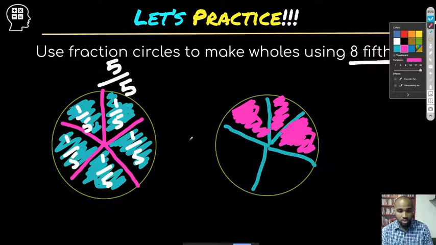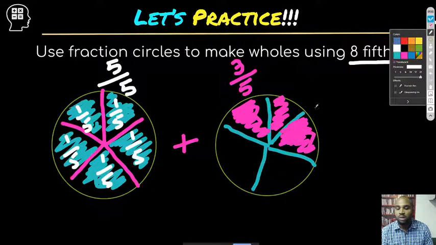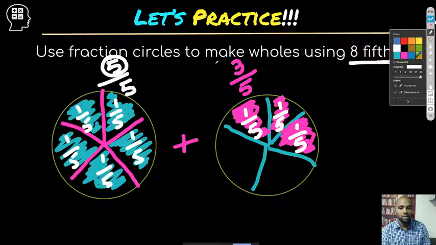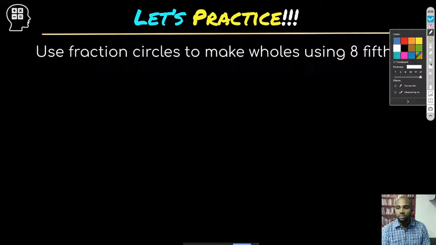So if I added these together, this part right here is 3/5. Why? Because as I shared a second ago, each one of these is 1/5. So all these together give me 8/5, because 5/5 over here plus these 3/5 is going to give me 8/5. And that circle represents it.